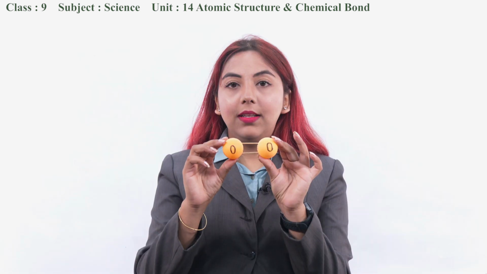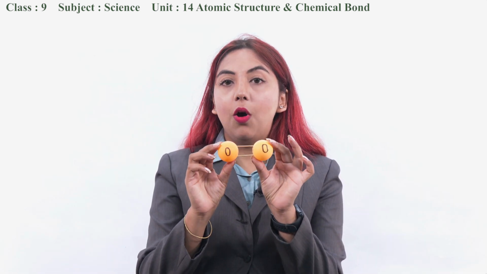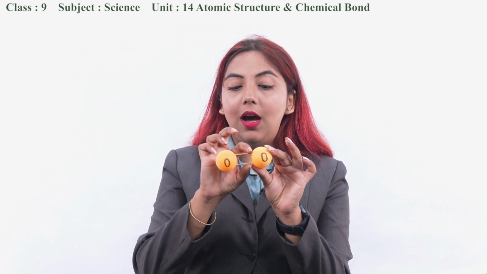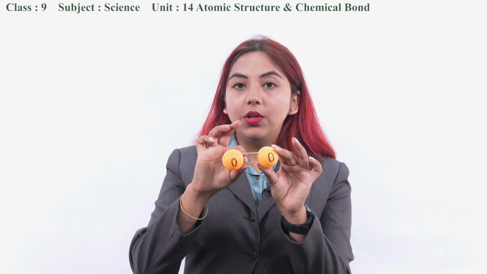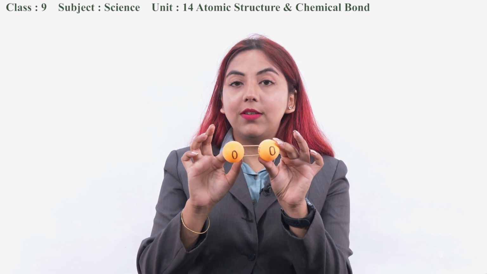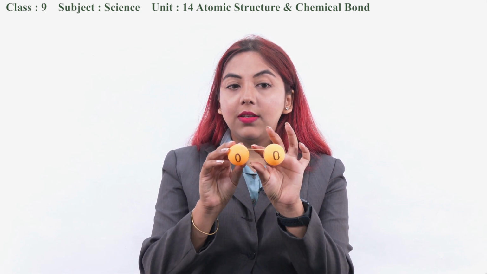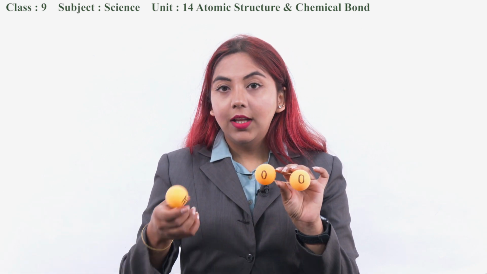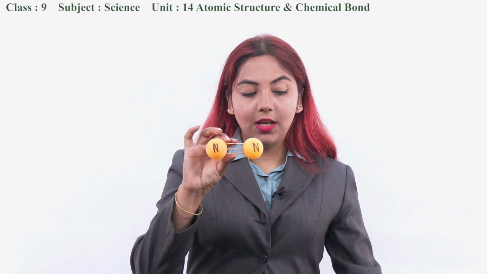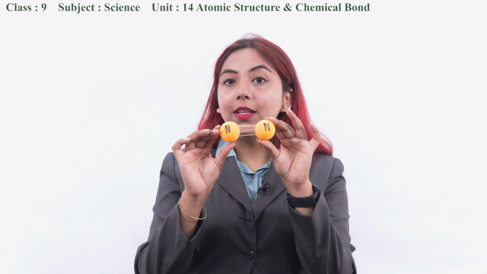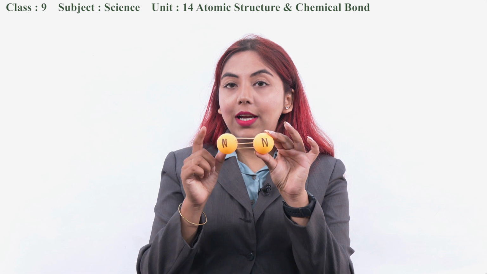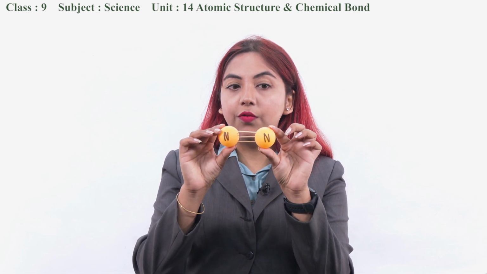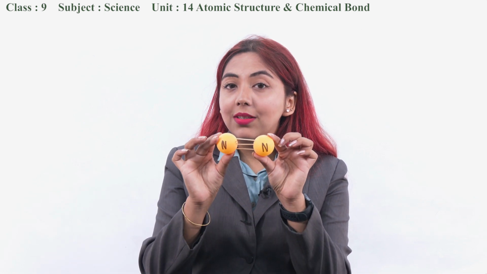Here you can see this is a molecule of the element oxygen. You can see that two oxygen atoms are forming a double covalent bond between them, that is, they share two pairs of electrons with each other. So this is also a molecule of the element oxygen. Similarly, this is another example, a molecule of the element nitrogen. Here a single nitrogen atom shares three pairs of electrons with another atom of nitrogen to form the molecule of the element nitrogen.